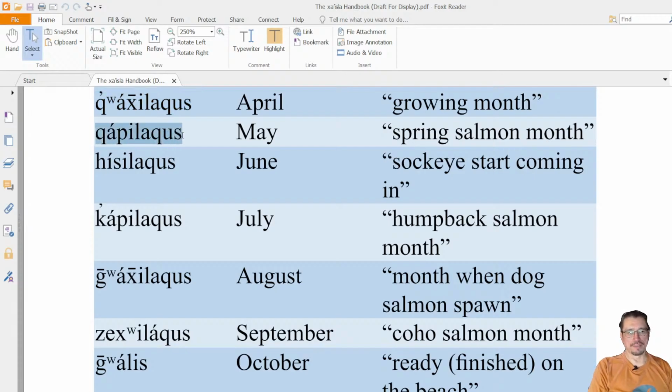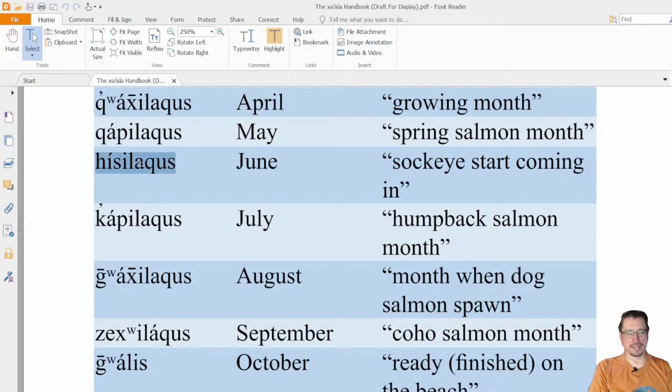The next month is kápila. So this is May, and the meaning behind this is spring salmon month. So the word for spring salmon in á'isla is cábas. So cábas is spring salmon, kápila is spring salmon month, or the time of spring salmon, when they start to spawn.